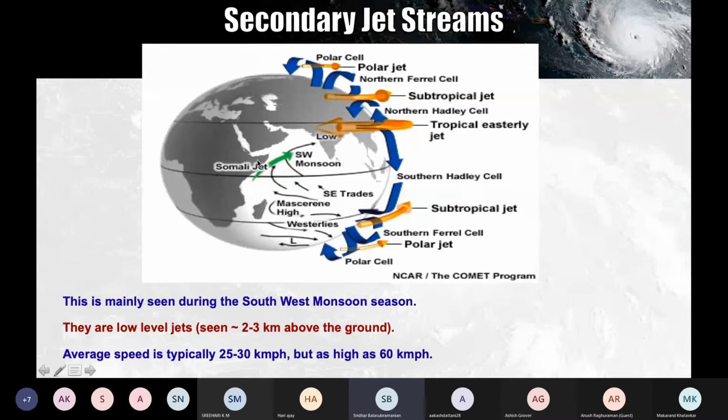This is also connected to something some of you might have heard of, the Siberian high or low. What happens is in Siberia, which is here.